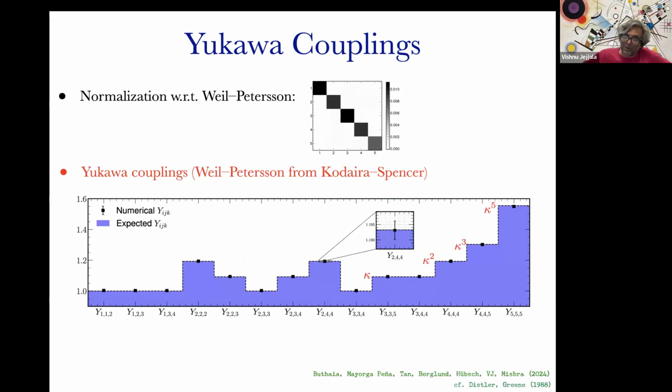We get something which is block diagonal, which indicates we've diagonalized correctly. And then we compute the Yukawa couplings using the Weil-Petersson metric from the Kodaira-Spencer map, and we compare this to the calculations of Green and Dissler. Modulo typos in their paper, the points all agree, and the errors are extremely small. So the calculation of the Yukawa couplings corroborates known results for the quintic.